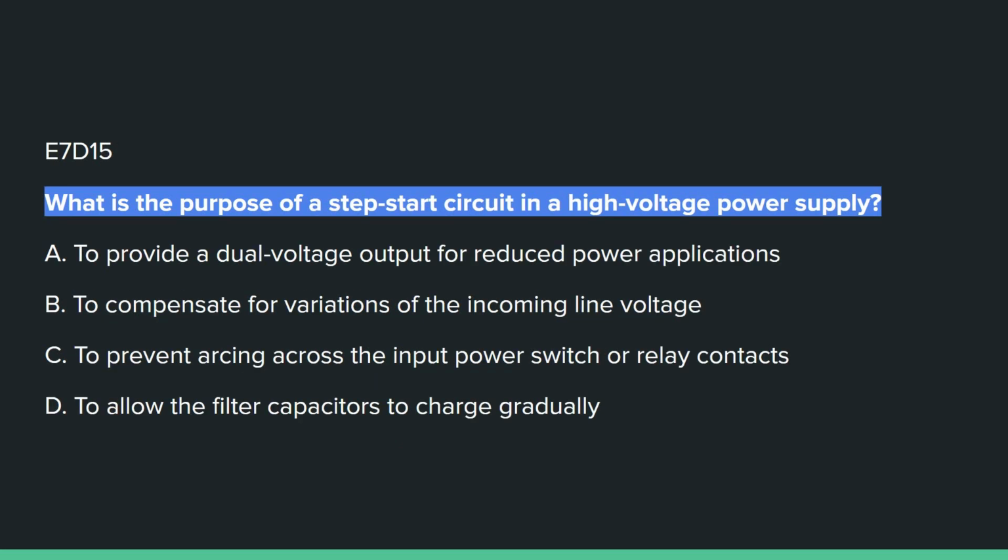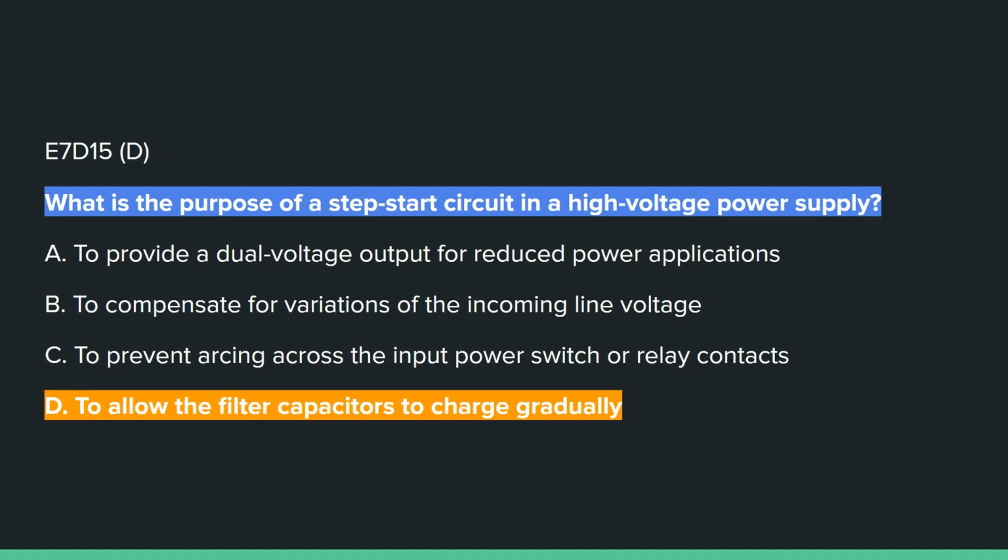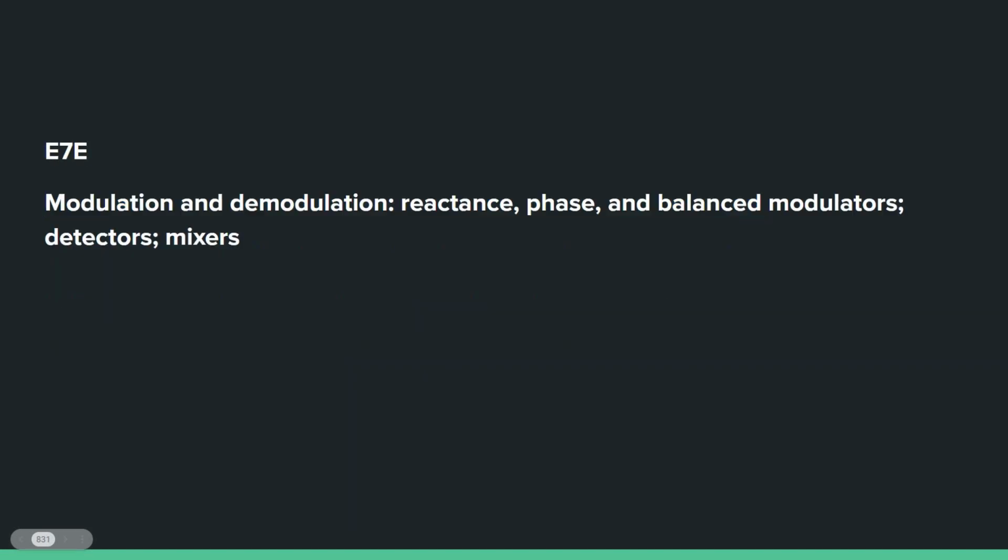E7D15, what is the purpose of step-start circuit in a high-voltage power supply? D. To allow the filter capacitors to charge gradually. E7E, modulation and demodulation, reactance, phase, and balanced modulators, detectors, and mixers.